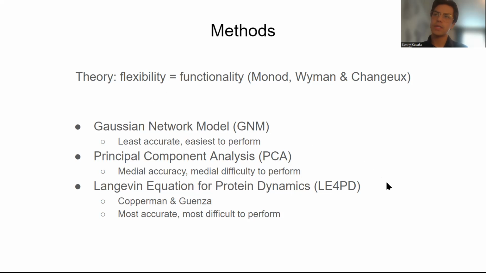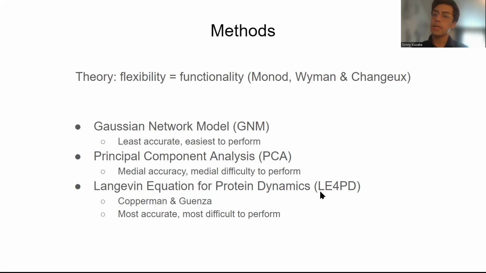The math that goes into these models is a bit beyond the scope of this presentation, but the main takeaways here are that the Gaussian network model is expected to be the least accurate but easiest to perform. PCA is kind of in the middle of the two, and the LE4PD should be the most accurate. However, it is also the most difficult to perform. So you might have the question: why would I bother with the GNM and PCA if the LE4PD is supposed to be the most accurate?